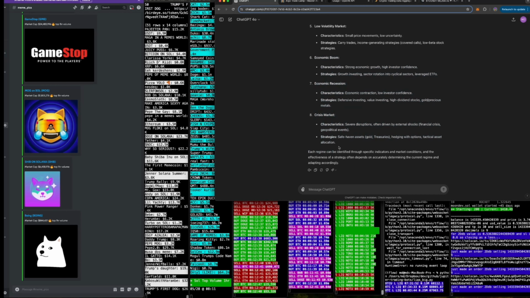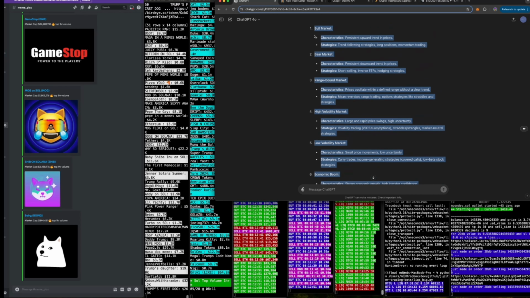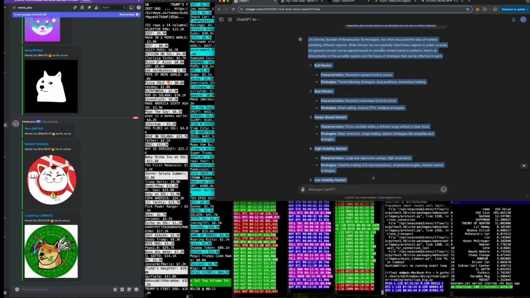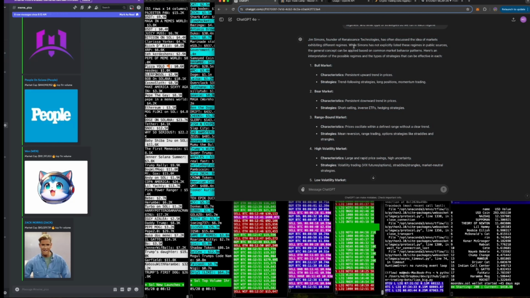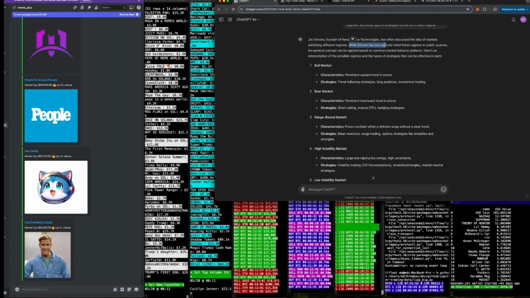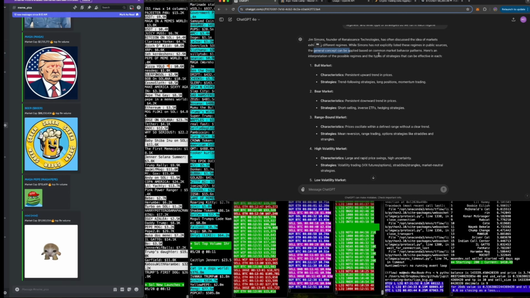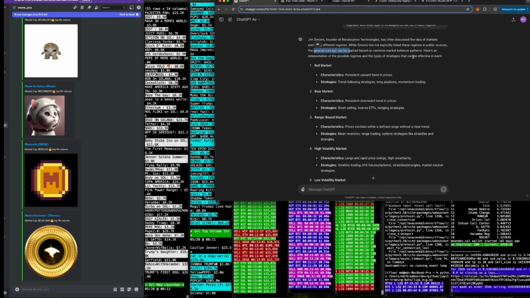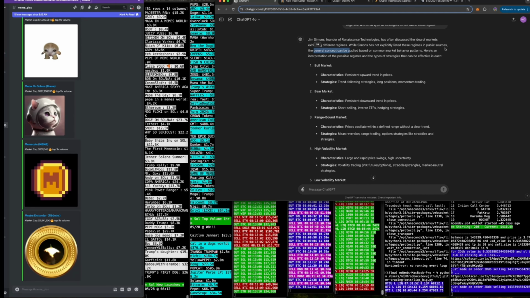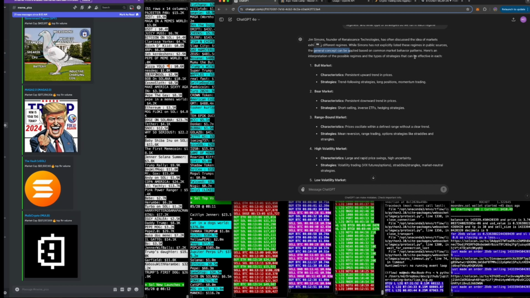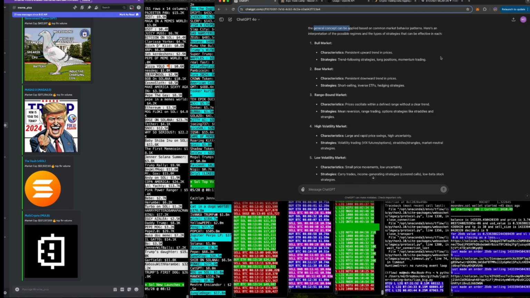Okay, so let's see here. I'm going to take these notes down because Simons, founder of Renaissance Technologies, has often discussed the ideas of exhibiting different regimes. While Simons has not explicitly listed these regimes in the public sources, the general concept can be applied based on common market behavior patterns. Here's an interpretation of the possible regimes and types of strategies that can be effective in each.